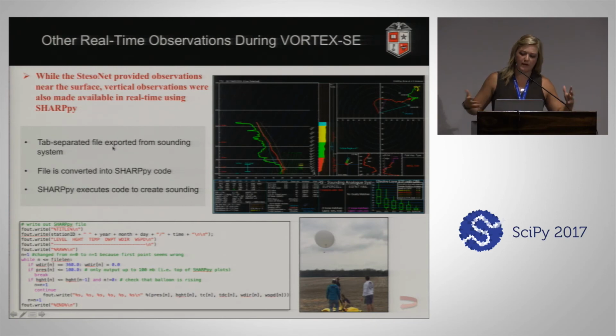And so all we had to do was we had a tab-separated file. It was then converted into SciPy code, which was relatively easy, which you have down here. It just puts it in the header in the format that SciPy needs. And then SciPy executes the code and calculates all the variables for you and is able to produce things like this. This wasn't quite as real time, but as soon after the balloon was launched, we could do it right away. So that was nice.